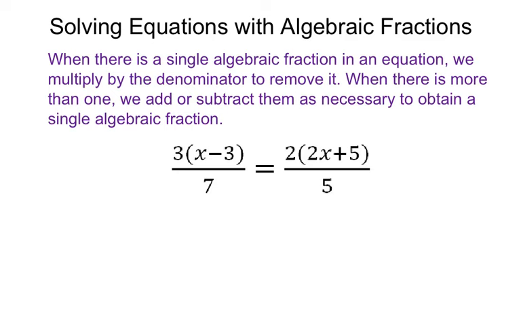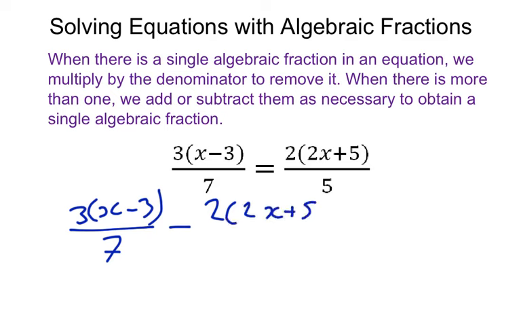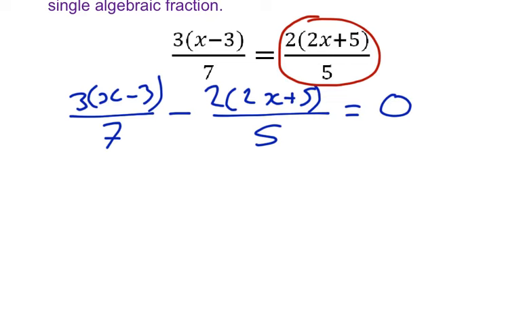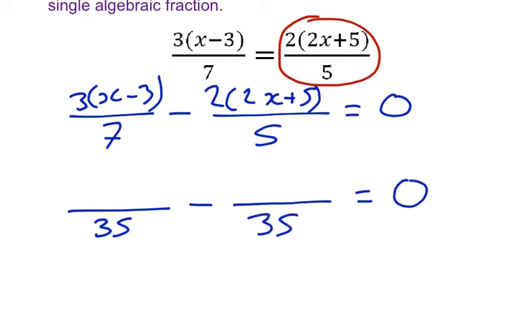So the first thing we're going to do is (3(x - 3))/7 minus (2(x + 5))/5 equals 0. So all we've done is subtract this fraction from both sides. And now we've got an equation that looks similar to the other ones we've seen. And we're going to find a common denominator, which in this case is 35. And it's all equal to 0.